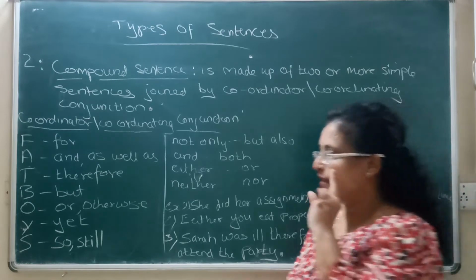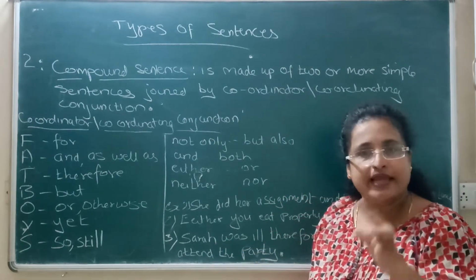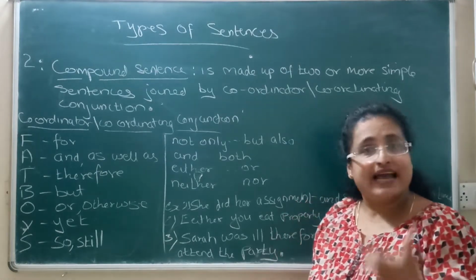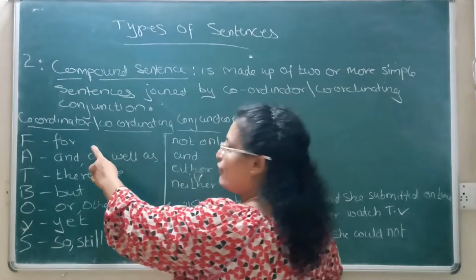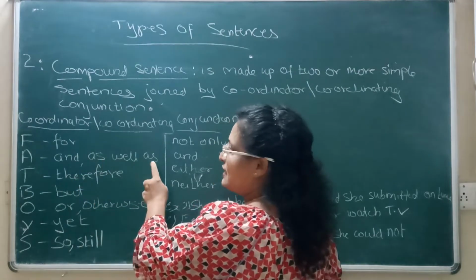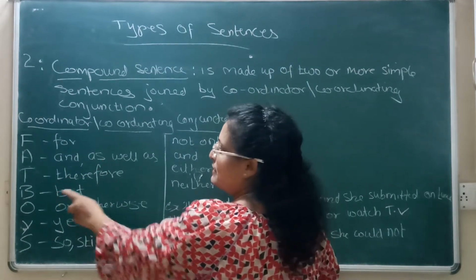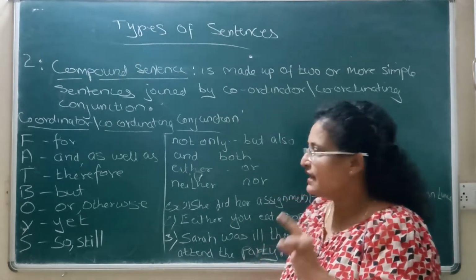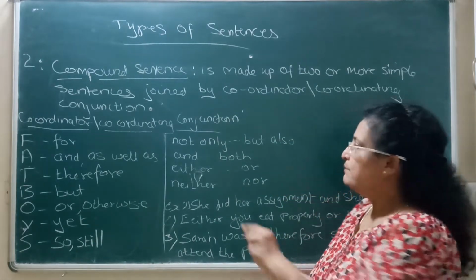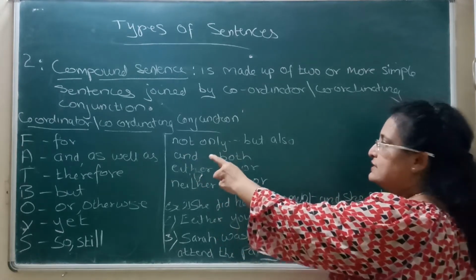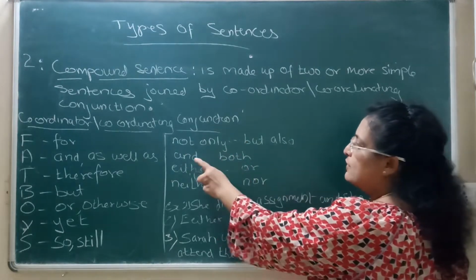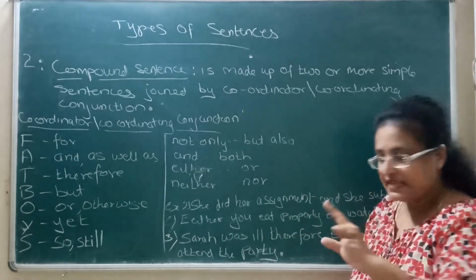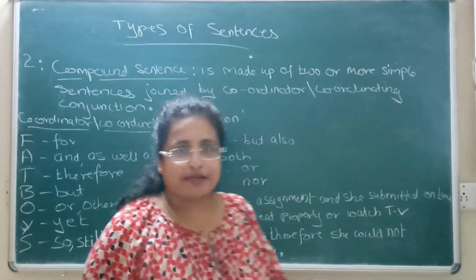Coordinator is very simple to remember. You remember this acronym, FAT boys. Very easy, very funny it is, but then you will remember it. FAT boys. F stands for for, A stands for and as well as, T stands for therefore, B stands for but, O stands for or otherwise, Y stands for yet, S stands for so or still. And then there are compound coordinators, that is not only but also, and both together, either or, neither nor. See the examples and then you will be able to understand it much better.